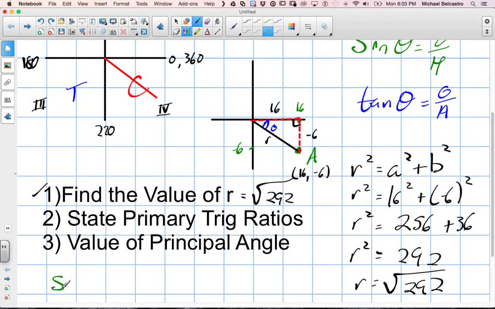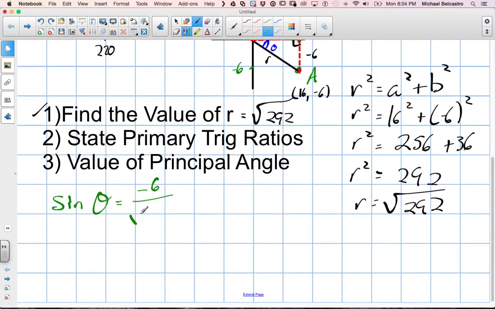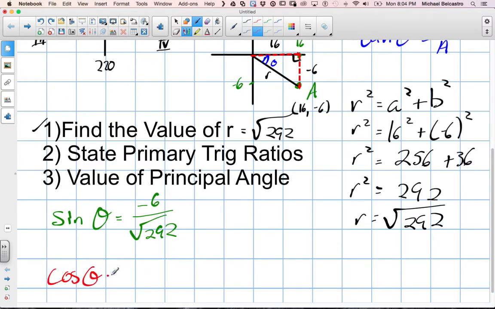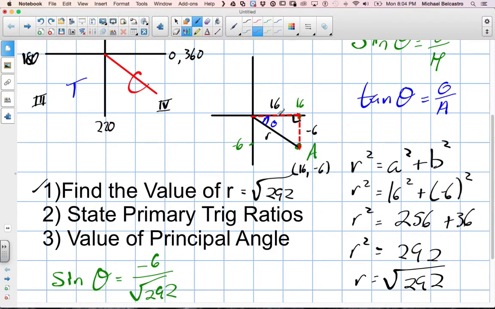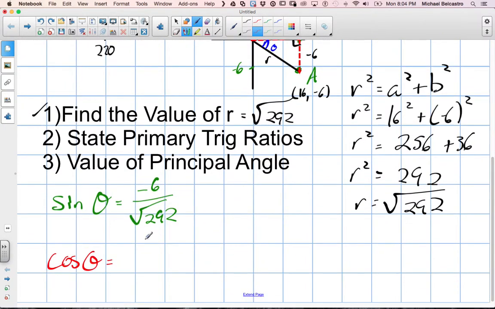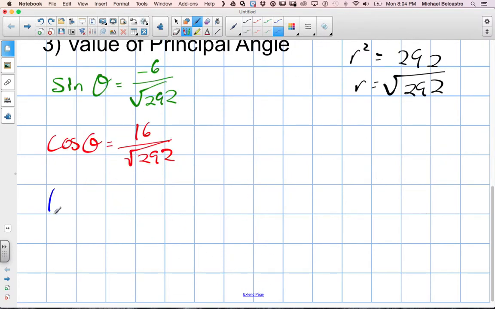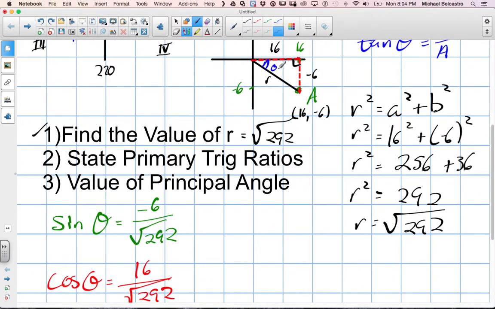Sine theta is the opposite. So what's the opposite here? Well, it's -6, right? So it's -6 over our hypotenuse, which is root 292. That's one of them. We'll talk about this in a second. Our cos theta is the adjacent. Well, adjacent to this is positive 16. So we have 16 over the hypotenuse, which is root 292. And then tangent theta is opposite, which is -6, over adjacent, which is 16.